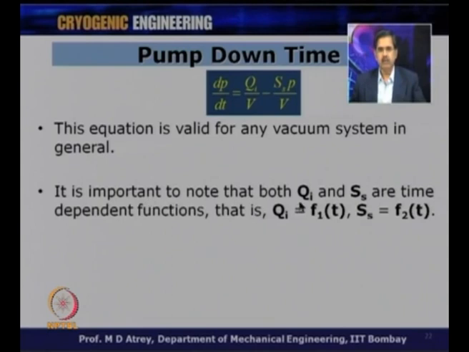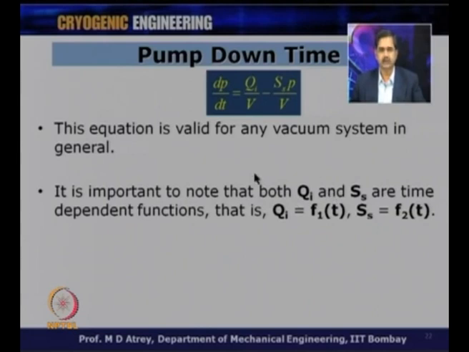It is important to note that both Qi and Ss are time dependent functions. So, my mass in leak throughput can change with time. It can change because gas in leak, because outgassing being dependent on time, can change with time. Also, I can say my system pumping speed could change with time. So, I can write Qi as some function of time, and Ss also is some function of time. So, Qi is a function f1 of t, Ss is function f2 of t, basically just to show the time dependence of these two parameters.